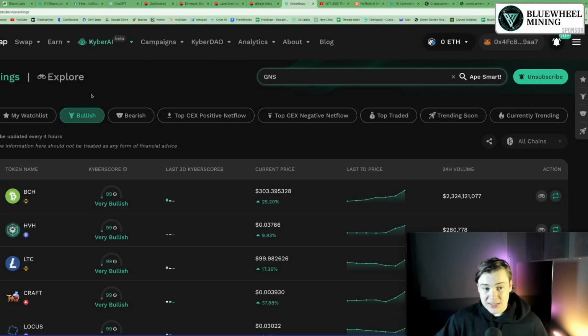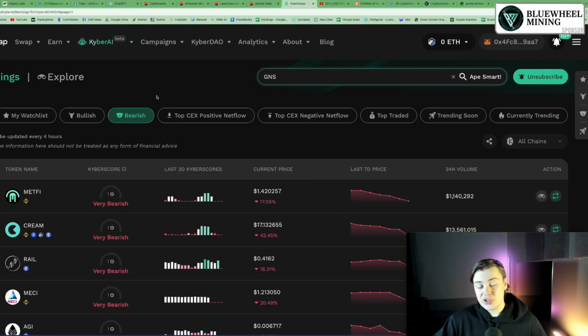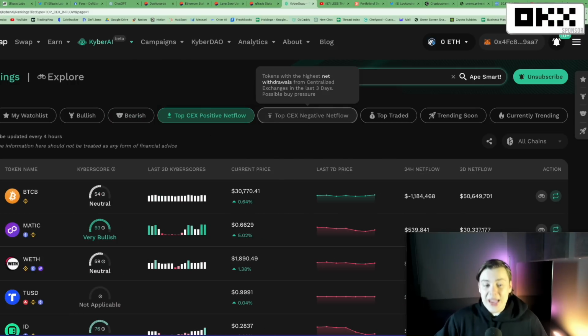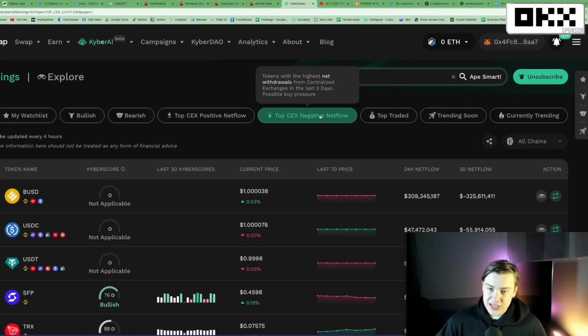So that is just the ranking section from the bullish perspective, but you can also look at bearish tokens if you're interested in shorting which tokens are losing momentum. You can look at which tokens have had the most centralized exchange positive net flow and also the most negative net flow. That can give you an indicator as to whether people are buying or selling as well.